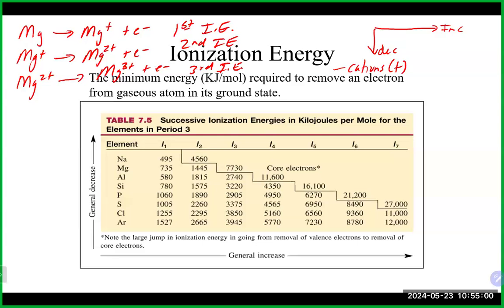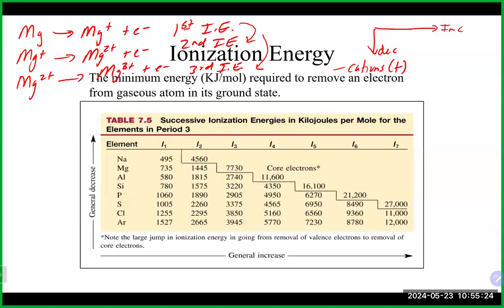So the general trend that we see between, say, first ionization energy, second ionization energy, third, fourth, and so forth is it does increase every time you take off an electron because the size gets smaller and smaller. Those electrons that remain are now closer and closer to the nucleus and held a lot tighter. It's going to take a lot more energy to do that.